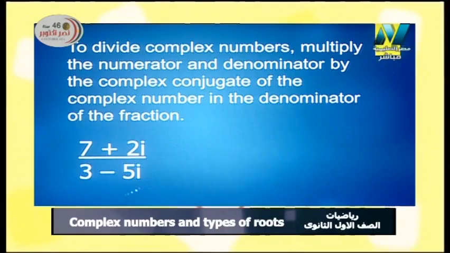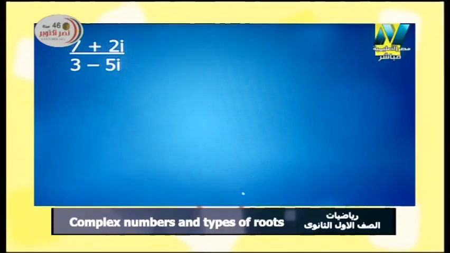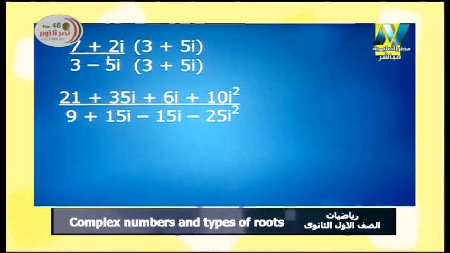What is the conjugate of 3 minus 5i? We mentioned that in the first episode, my dear students, that the conjugate of 3 minus 5i is 3 plus. We convert this sign, 3 plus 5i. Okay, the complex conjugate will be 3 plus 5i. Now we will start to multiply denominator and numerator by the same number, which is 3 plus 5i. The answer will be that.